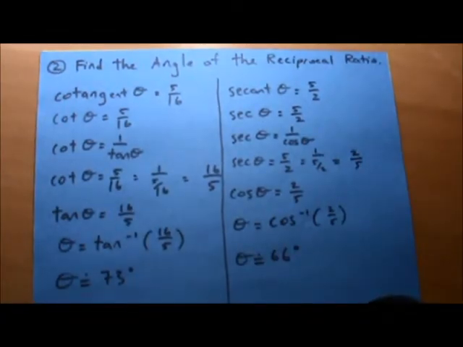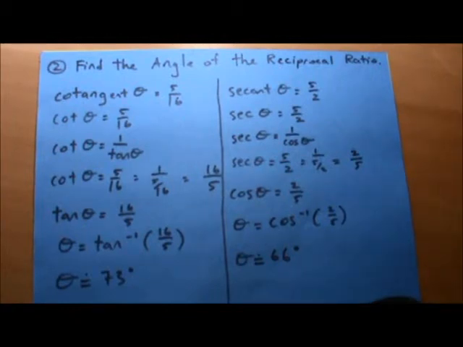The second example is to find the angle of the reciprocal ratio. So there are 2 examples given. Cotangent theta is equal to 5 over 16. Now we know that cotangent equals 1 over tan. So we can conclude that tan theta is equal to 16 over 5. Now to find theta, take the inverse of tan of 16 over 5, which should give you an approximate answer of 73 degrees.